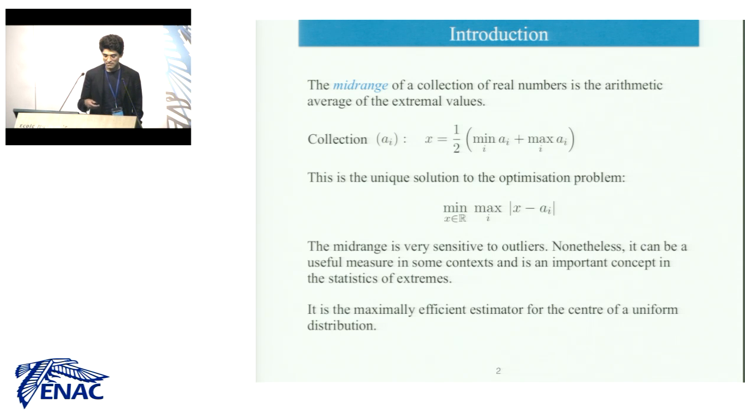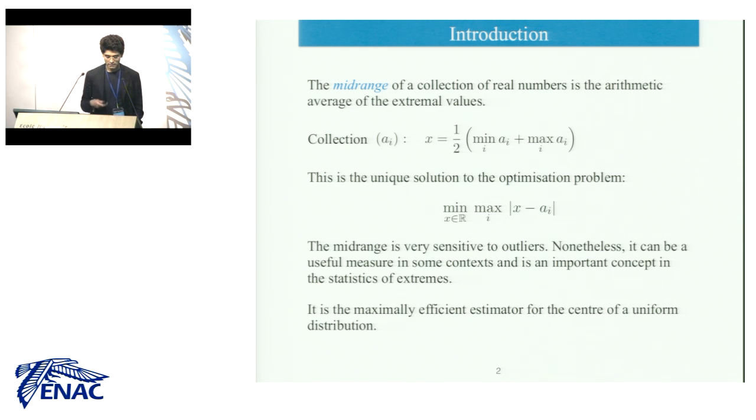And it turns out that this is the unique solution to the optimization problem of minimizing the maximum distance to the data points. One thing to note about the mid-range is that it's very sensitive to outliers, as one would expect, because it's defined using the extremes. But nonetheless, it can be a useful measure in some contexts, and in particular, it's an important notion in the statistics of extremes.